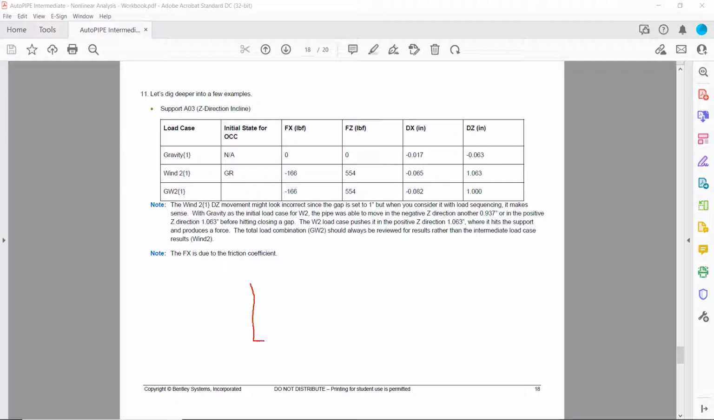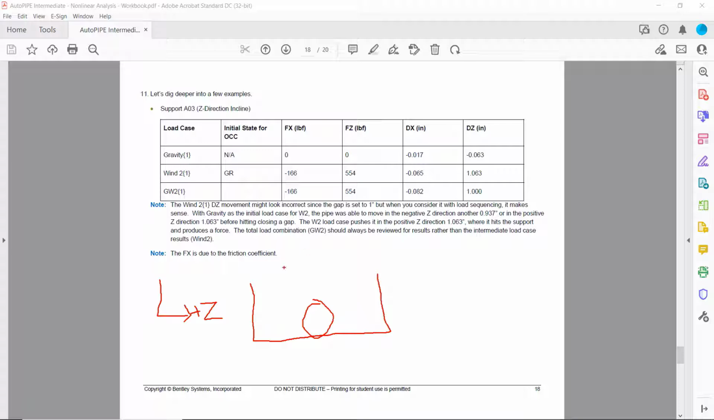So I'll draw the support and the pipe in the middle. And remember that we're saying there's a 1-inch gap when looking down this pipe to the left and the right at this support. And we'll say the Z direction is this way. Excuse my poor drawing, but hopefully it helps to understand.